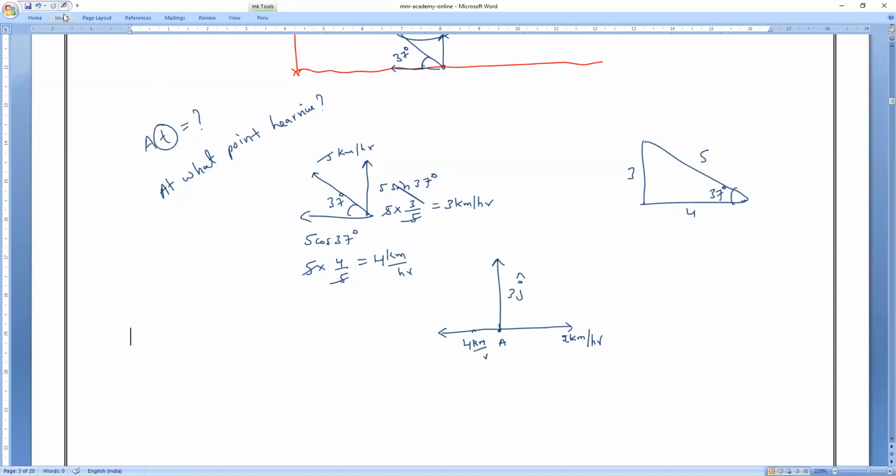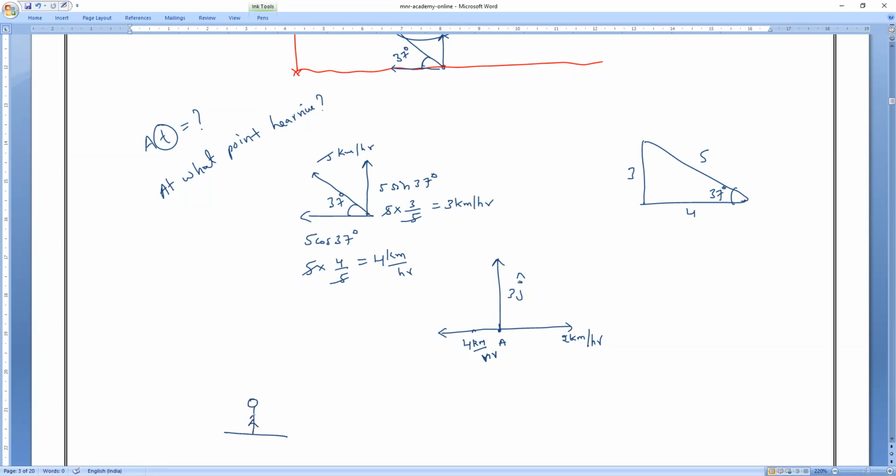So now you tell me, they are asking at what point he will reach and what is the time taken by him. So observe very carefully now which direction he is moving. First of all, let me find the time now. You understand this. Now, if I want to find the time, something I want to find it. Can you tell me what we have done till now?